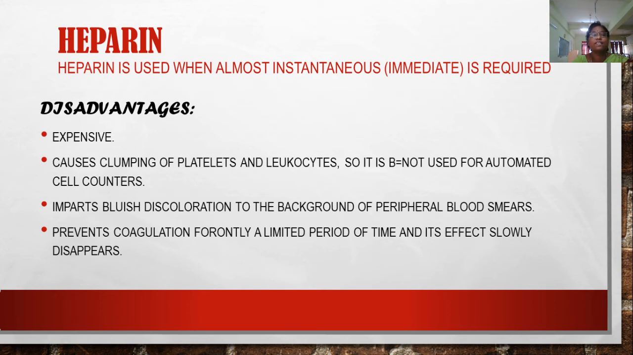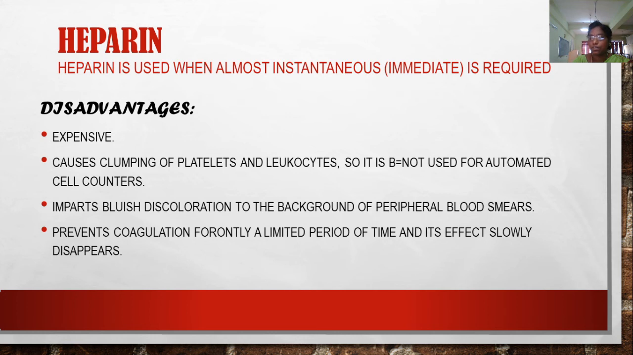Disadvantages: heparin is an anticoagulant, but it is very expensive. Because of this, heparin is not used like EDTA bottles. It causes clumping of platelets and leukocytes, so it should not be used for automated cell counters. It imparts bluish discoloration to the background of peripheral blood smears, prevents coagulation for only a limited period of time, and its effect slowly disappears.